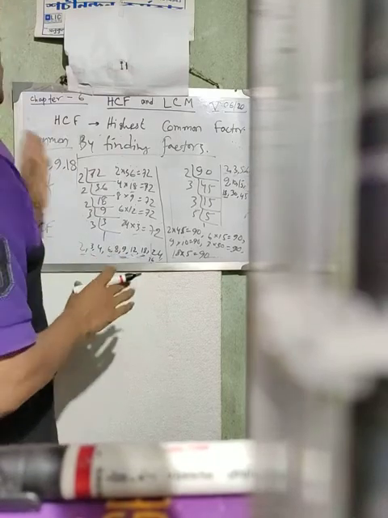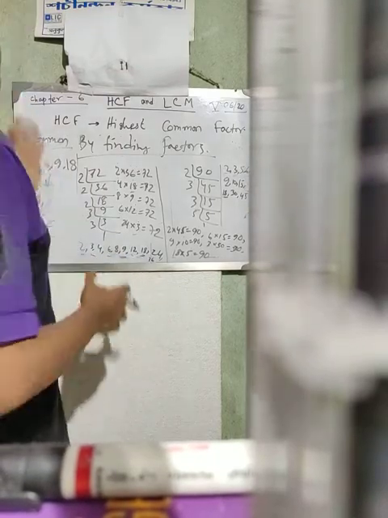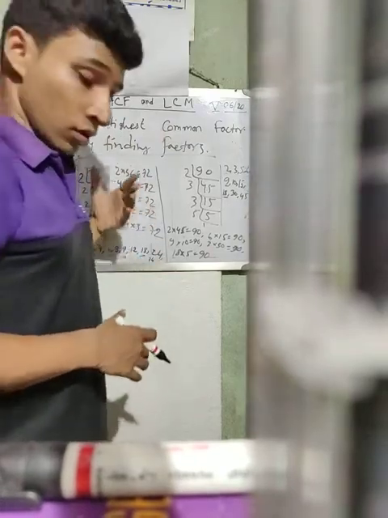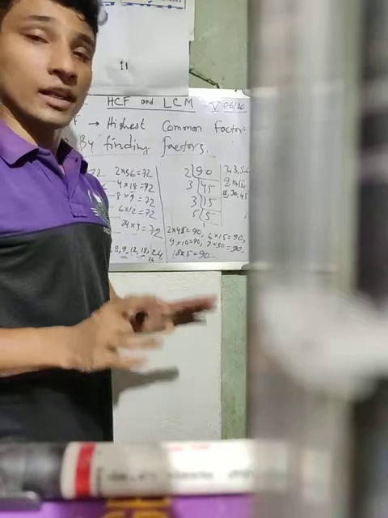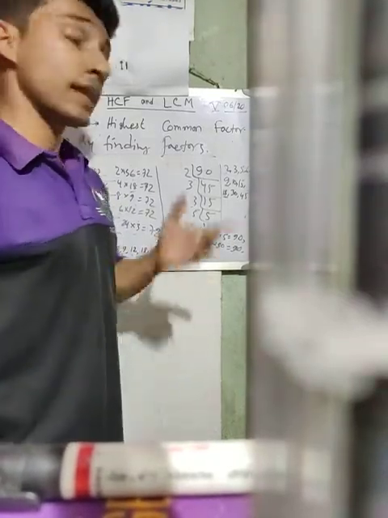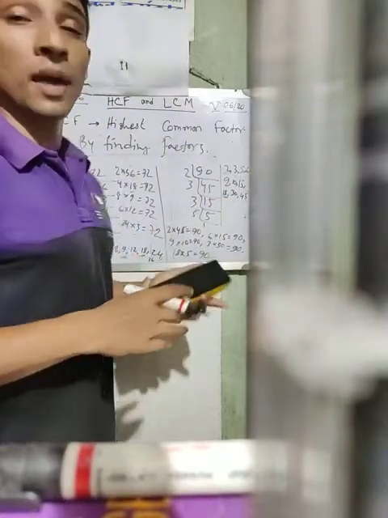So understand how we can find the HCF by finding factors. Students, read carefully and do the rest of the sums up to number 4. And in the next class I will discuss how we can find the HCF by prime factorization.